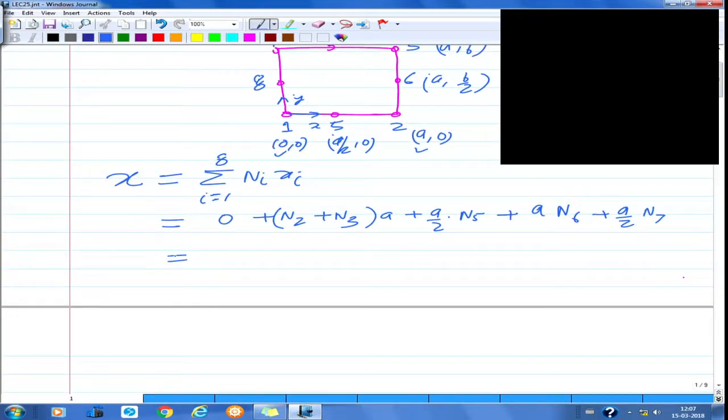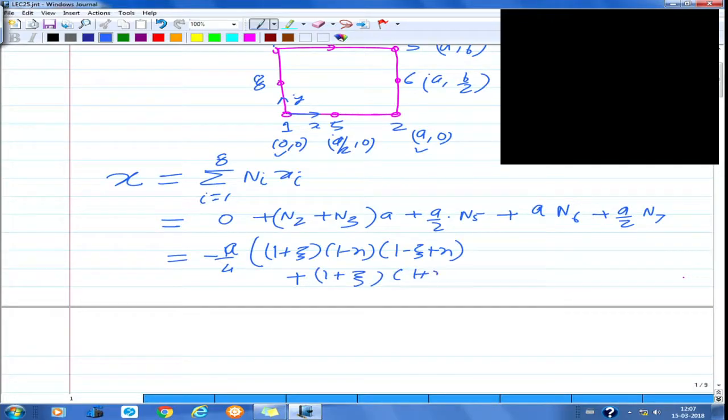And now if you look at the expressions, what are the expressions for n2 and n3 I had given? Can someone tell me that? So we have minus 1 by 4, so let me write that a also here, so minus a by 4 outside, and then n2 is 1 plus xi. For n1 it was 1 minus xi, so n2 must have 1 plus xi, no? 1 plus xi, 1 minus eta, and then 1 minus xi plus eta, is that right? And then n3 is 1 plus xi, 1 plus eta, 1 minus xi minus eta. So this is the first set.